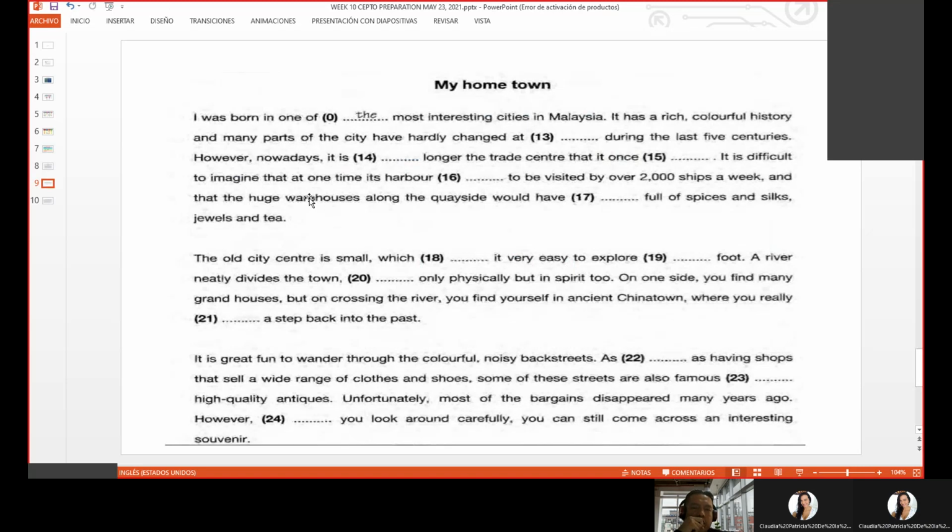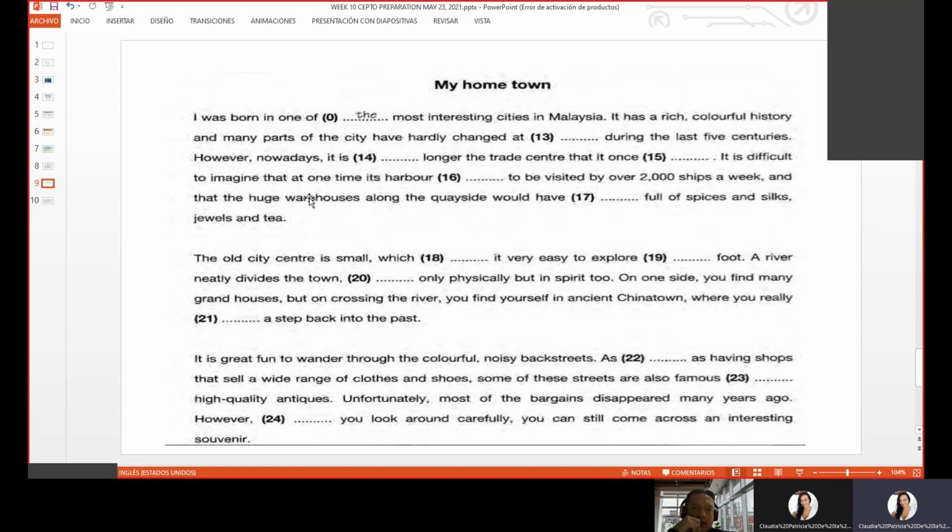It's similar to a question we had in the last one. Had to be visited by over 2,000 ships a week, and that the huge warehouses along the quayside would have been full of spices and silks, jewels and tea.